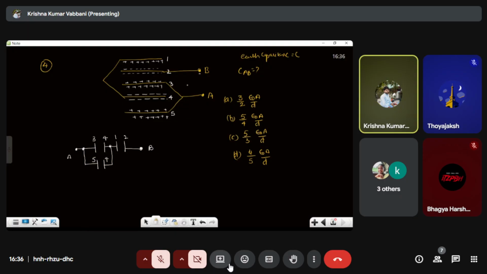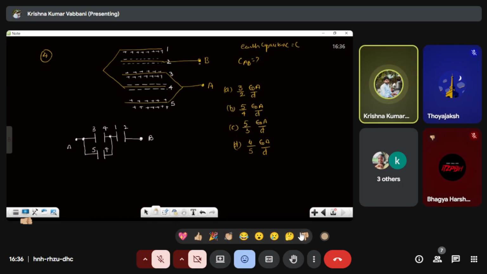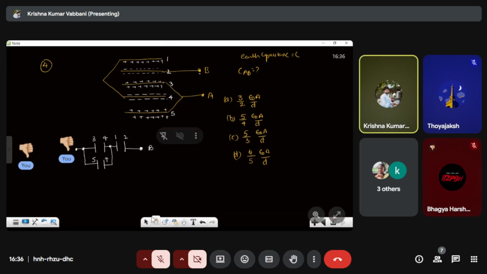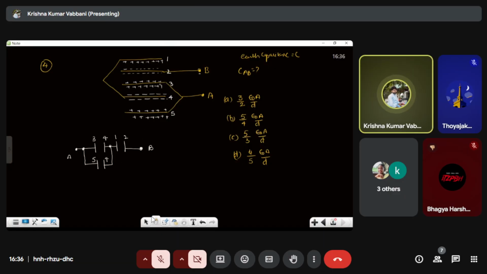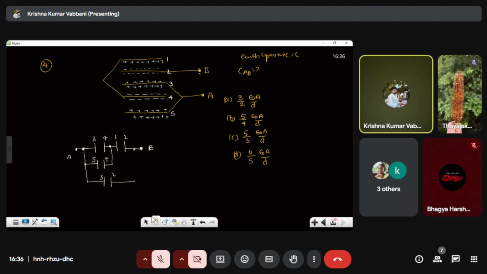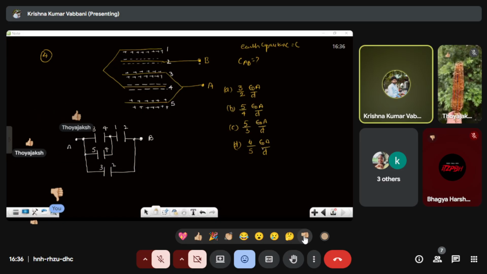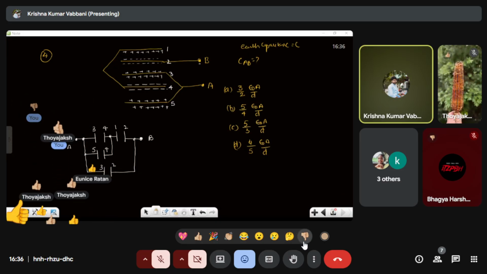Next point. The remaining plate is 3. And 3 and 2 are parallel, right? 3 is connected to terminal A, and it is parallel to 2, and 2 is connected to terminal B. Understand how the circuit came? Oh, thanks, Andy. Nice. Good, very good. Yes.